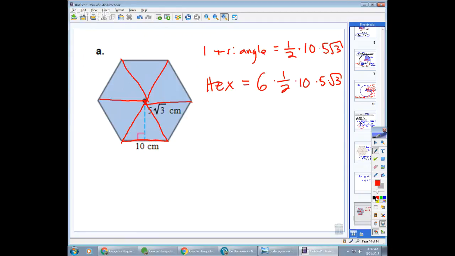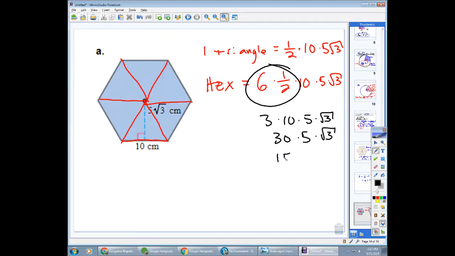All right, what can be cleaned up here? Anything? 1/2 of 6? We're going to have 3 times 10 times 5 times the square root of 3. Without a calculator, we can't clean up the square root of 3. They wanted an exact answer, which means we shouldn't use a calculator. So 3 times 10 would be 30. Times 5 is 150. So then the computer wants 150 square root of 3. So that one right there.